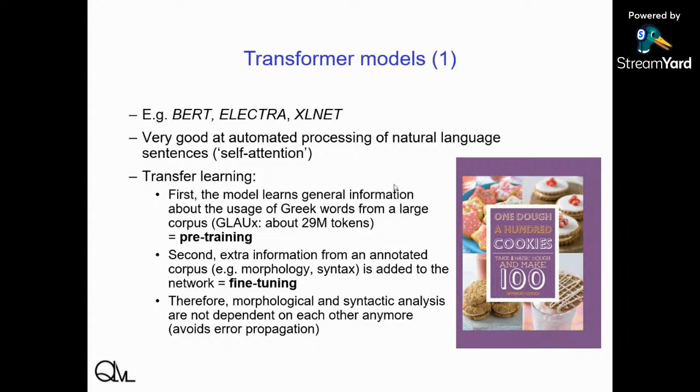The advantage of these kinds of approaches is that morphological and syntactic analysis don't become dependent on each other anymore, which avoids error propagation. If we first predict that something is a nominative while it should be an accusative, and then use this case information for syntactic prediction, of course the syntactic role will be incorrect. With these transfer learning approaches we just learn general information and then use this to predict morphology and syntax independently.